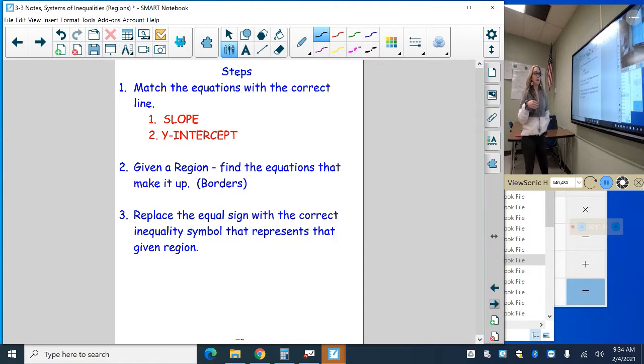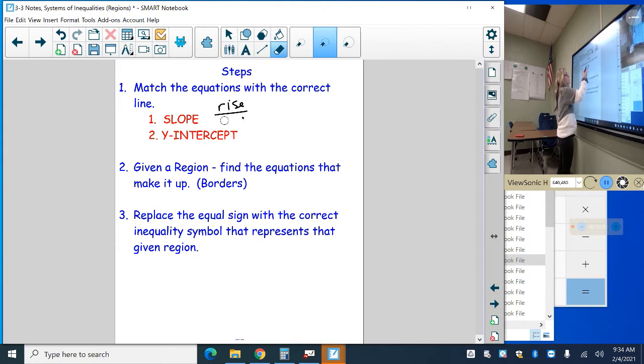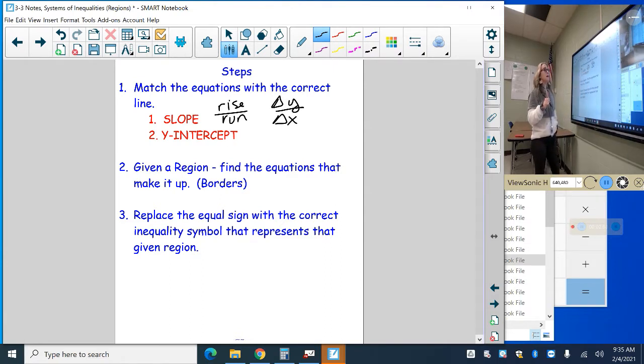Okay, so the steps to graphing or identifying regions is, first thing you're going to do is match the equations with the correct line based on their slope and y-intercept. If you remember, slope is the rise over the run, okay, or the change in y over the change in x. And the triangle, if you remember, just means change. And y is your up or down, and your x is your left or right.